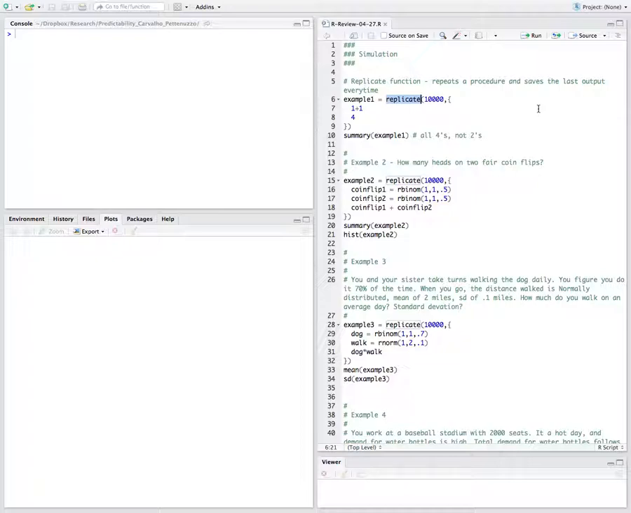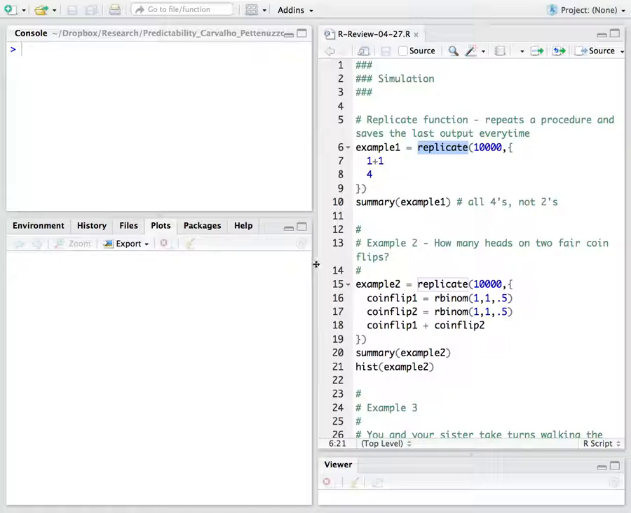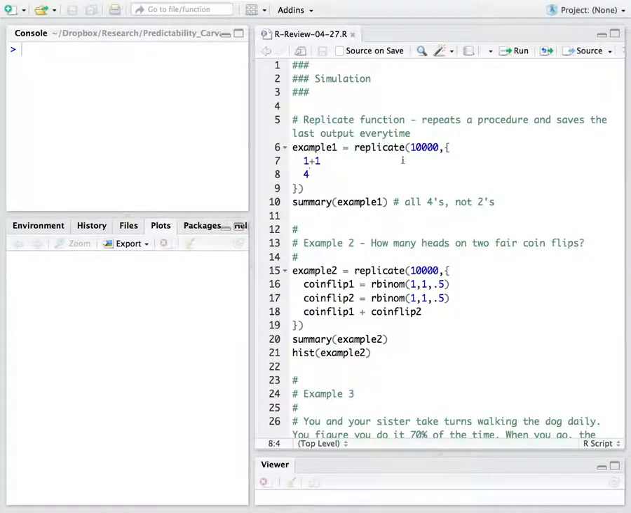So an important function to know how to use is the replicate function. All the replicate function does is it does a command, in this case 10,000 times. It'll do whatever you ask it to, and then it will save the last piece of output. So if I run these inside two lines here, 1 plus 1 is going to give me 2, and 4 is just going to give me 4.